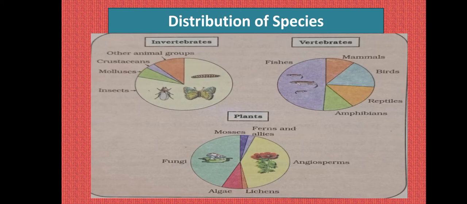You are looking at the third pie chart, that means the pie chart of the plants. The species of fungi and the species of angiosperms occupy the same richness, and the others are algae, lichens, mosses, ferns, bryophytes, and pteridophytes.